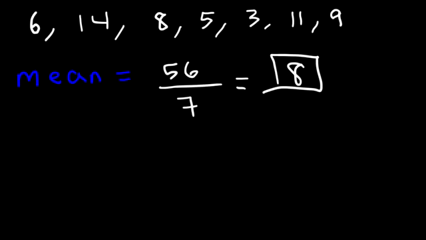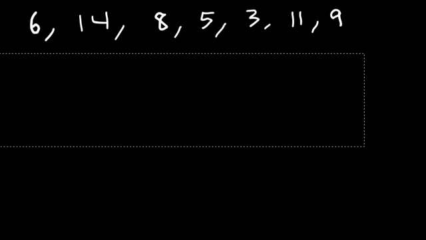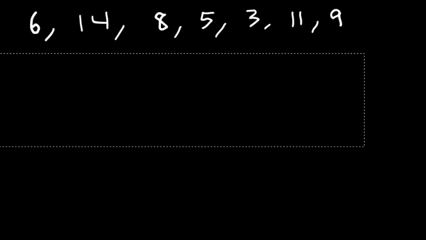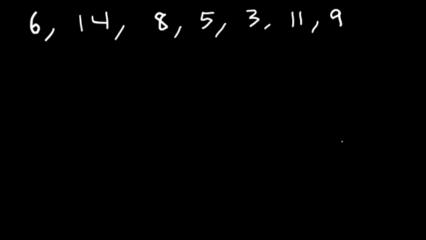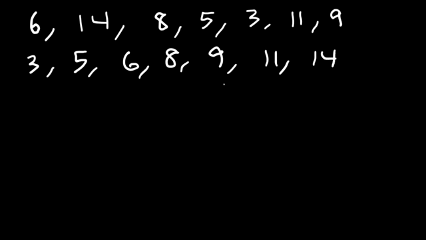So now, let's go ahead and calculate the median. But to do that, let's arrange it in increasing order. The lowest number is 3, the next one is 5, and then we have 6, 8, 9, 11, and 14.